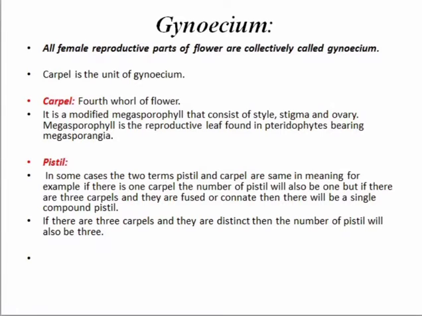If you look into the structure of a flower, first lie the sepals, then petals, then the stamens, and in the innermost whorl, it is the carpel. So it is a modified megasporophyll that consists of style, stigma, and ovary. Now, what is a megasporophyll? A megasporophyll is the reproductive leaf found in the pteridophytes bearing megasporangia.